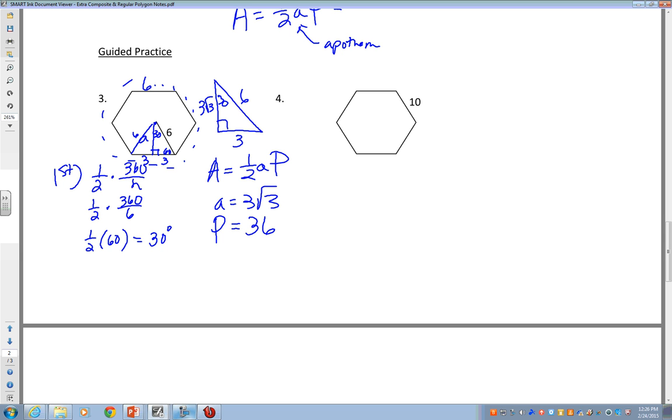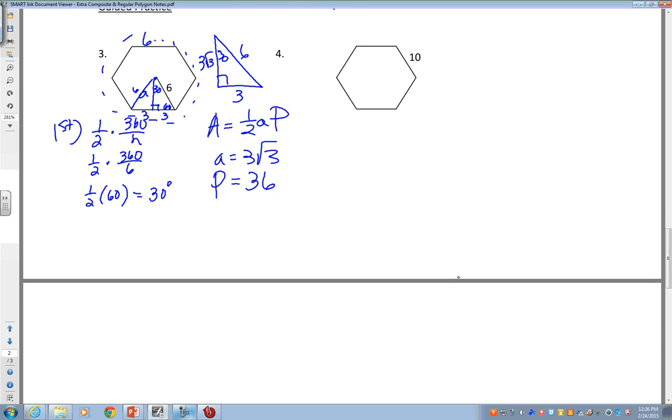Alright, so now I got my apothem. Now I got my perimeter. I'm just going to plug it into the formula. So I'm just going to rewrite it to say 1/2 times, I'm going to do parentheses, 3√3 times 36. Okay?